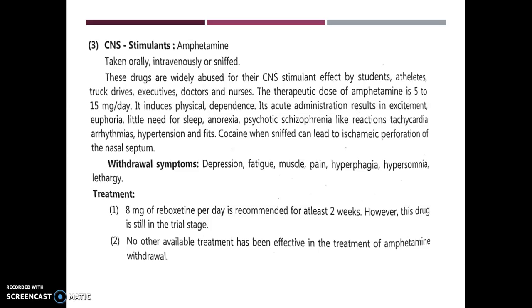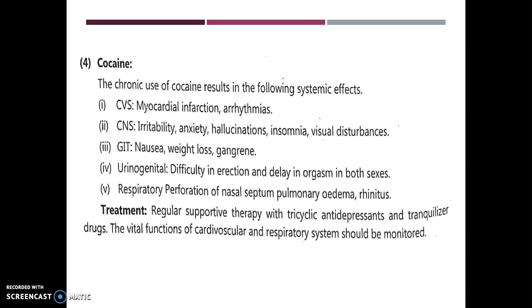Withdrawal symptoms include depression, fatigue, muscle pain, hyperphagia, hypersomnia and lethargy. Treatment is 8 mg of reboxetine per day, recommended for at least 2 weeks. However, this drug is still in the trial stage. No other available treatment has been effective in the treatment of amphetamine withdrawal.